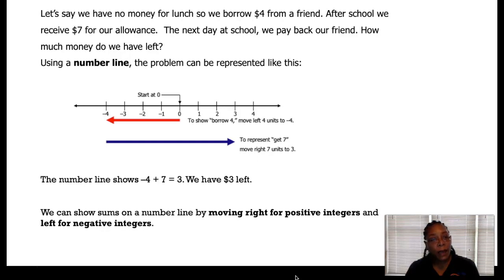By using a number line, the problem can be represented as shown below. We want to start at 0 unless otherwise indicated. So we're going to start at 0, then we're going to move to the left because borrowing means I'm having a -4, which means I'm going to go to my left. But then it says I'm going to get $7 back in allowance. So that's a positive 7. So I'm going to jump 7 interval spaces, 1 interval space at a time, 7 times to the right. That lands me at a positive 3. So my answer is, I have $3 left once I finish this.